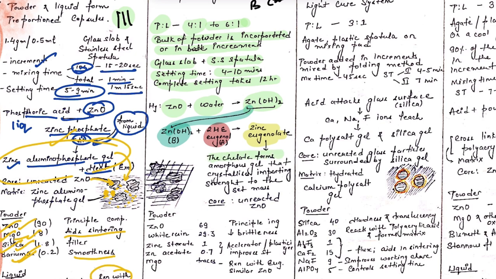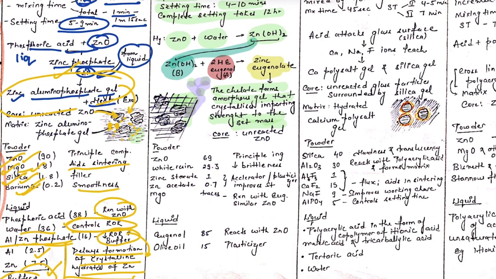The chelate is forming the matrix. The chelates will join together and form an amorphous gel. The gel will later crystallize, so it will be stronger and it will impart strength to the set mass. So we formed various chelates and then they crystallize together and join to form this matrix, right? The core is made up of unreacted zinc oxide, like in zinc phosphate again.